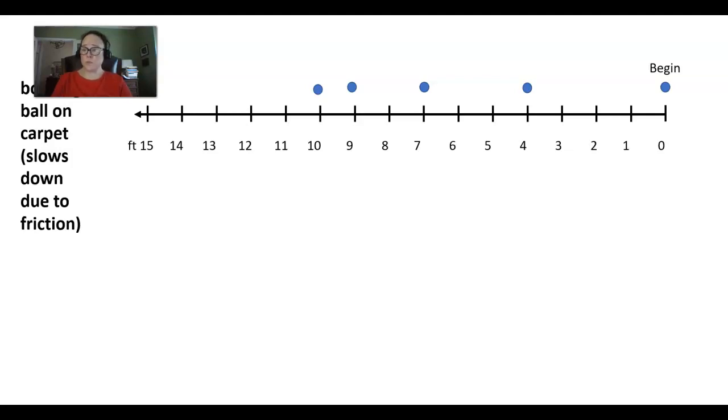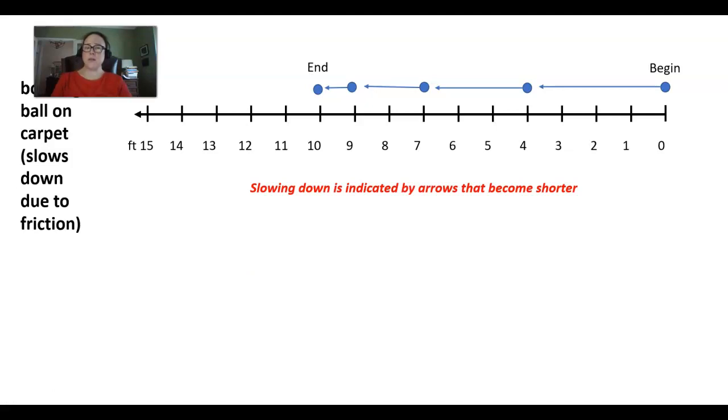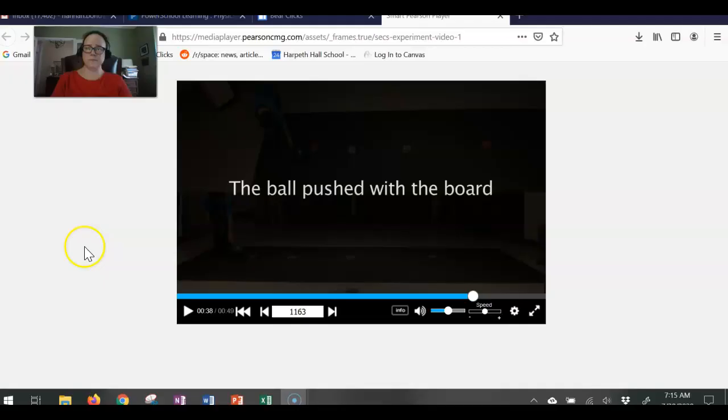So now I'm going to put in the velocity vectors. These vectors all point to the left because that's the direction that the ball was moving. But you can see that the arrows are getting shorter and shorter. That's because the ball was slowing down. And so slowing down on a motion map is indicated by arrows that become shorter.